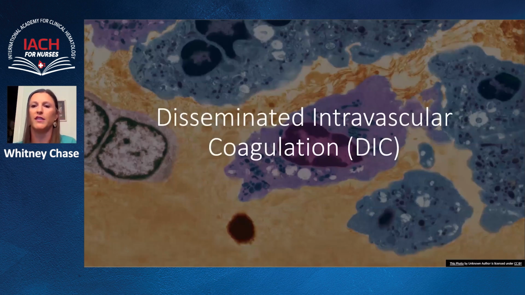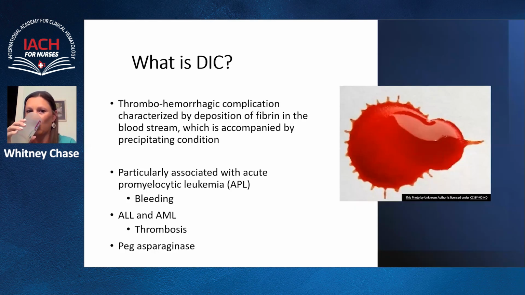All right, moving on to DIC. So what is DIC? It's an imbalance between coagulation and bleeding. So we get this combination of thrombohemorrhagic complications characterized by deposition of fibrin in the bloodstream, and it is always accompanied by another precipitating condition like acute leukemia or sepsis, liver failure, obstetric complications, transfusion reaction, pancreatitis, trauma, and snake bites.